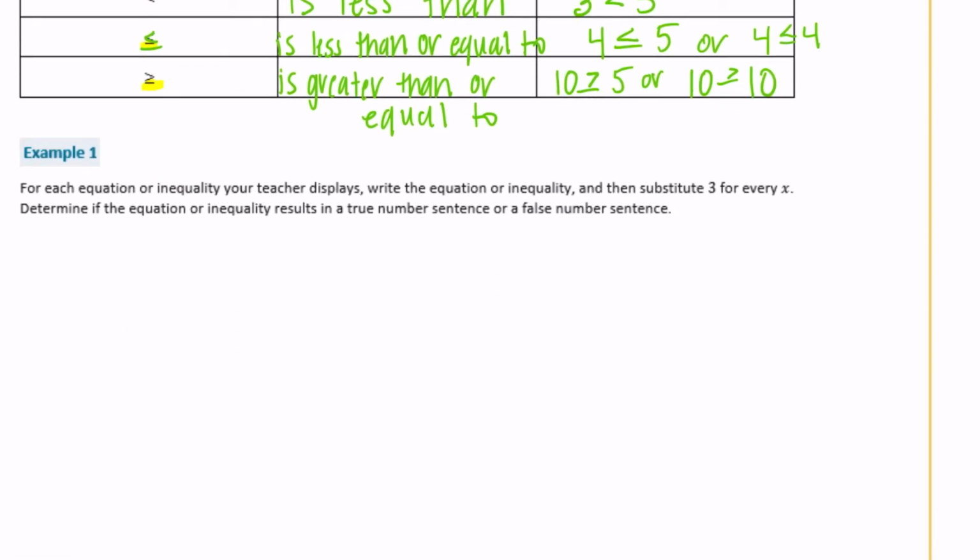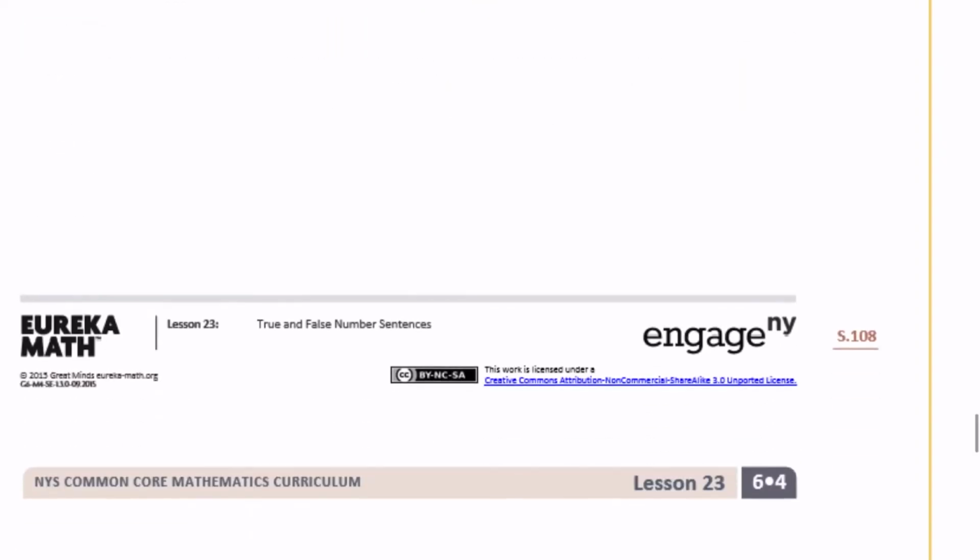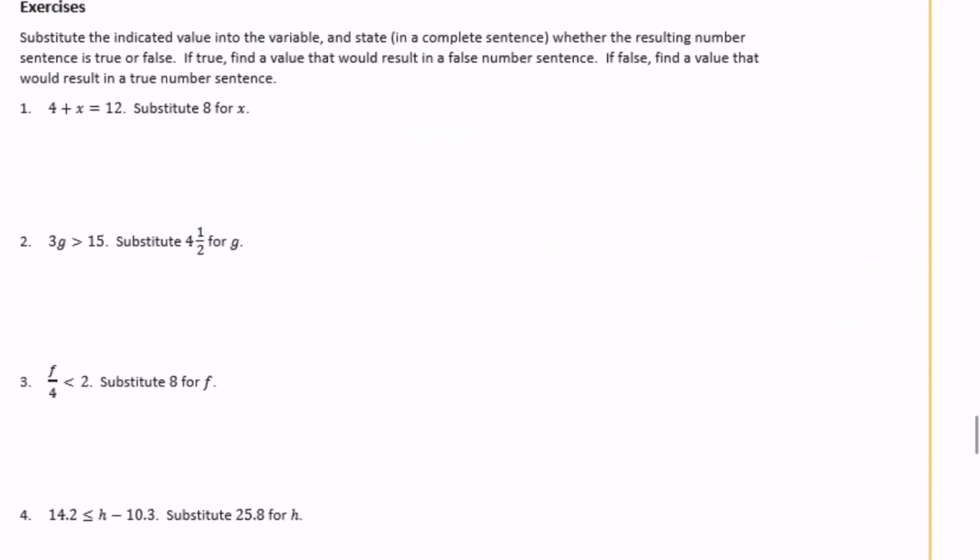I'm going to skip example 1 because it requires your teacher to tell you what to write down, and every class is different. So I'm just going to go down to the exercises. It says, substitute the indicated value into the variable and state in a complete sentence whether the resulting number sentence is true or false. If true, find a value that would result in a false number sentence. If false, find a value that would result in a true number sentence.